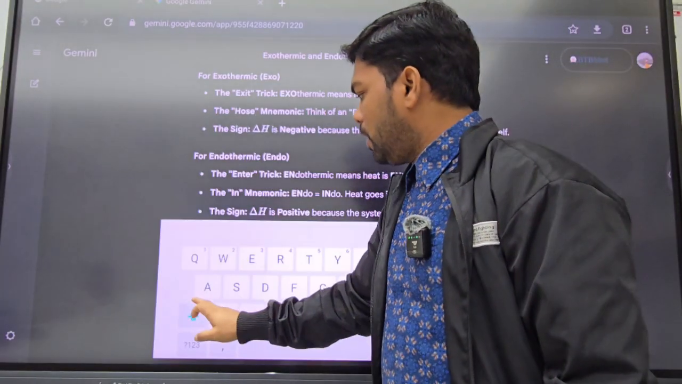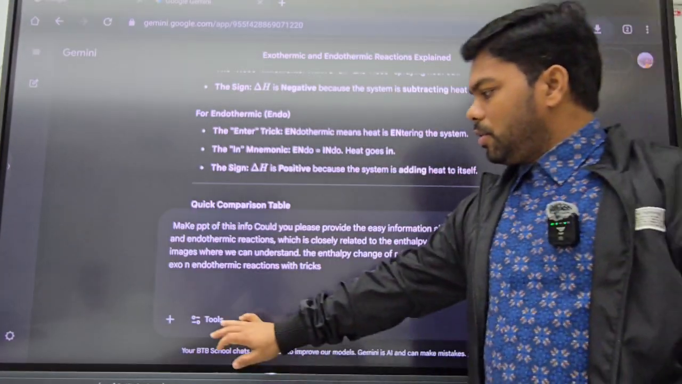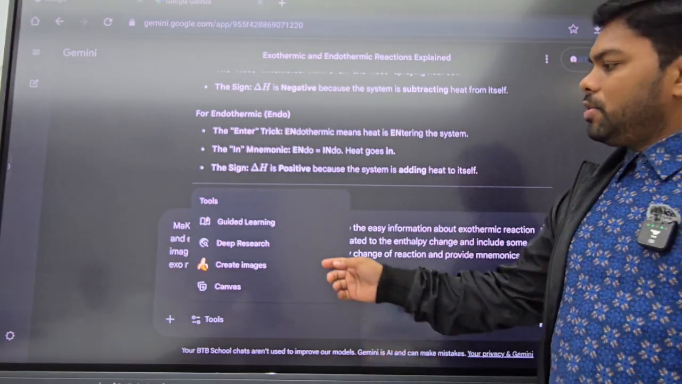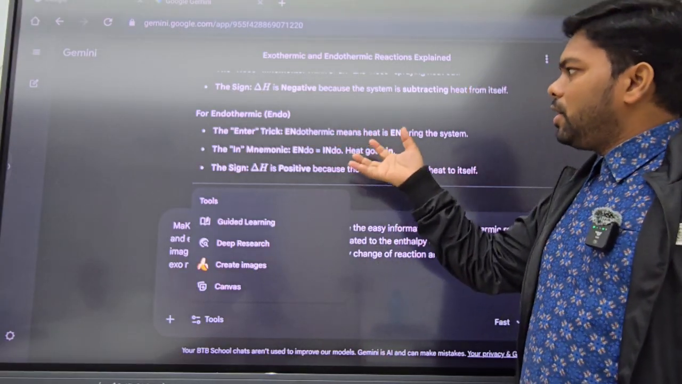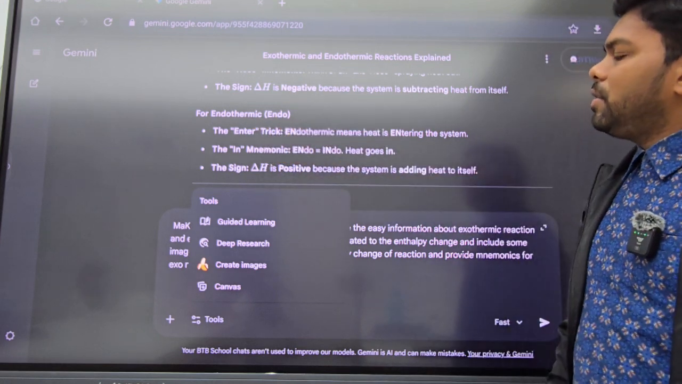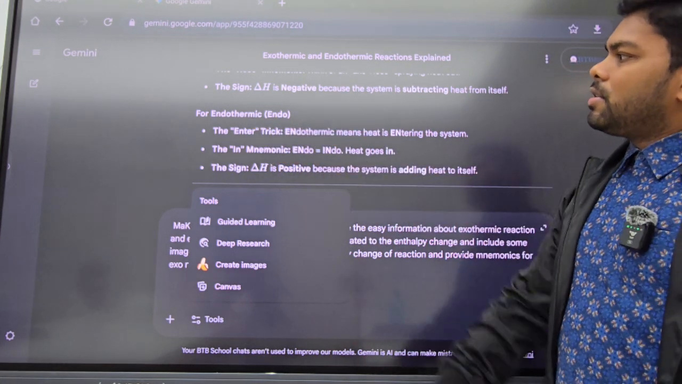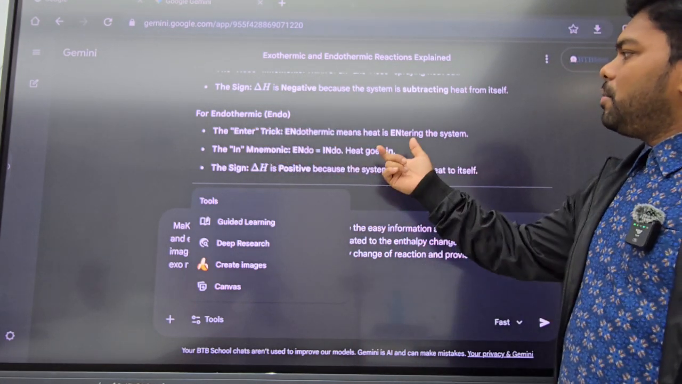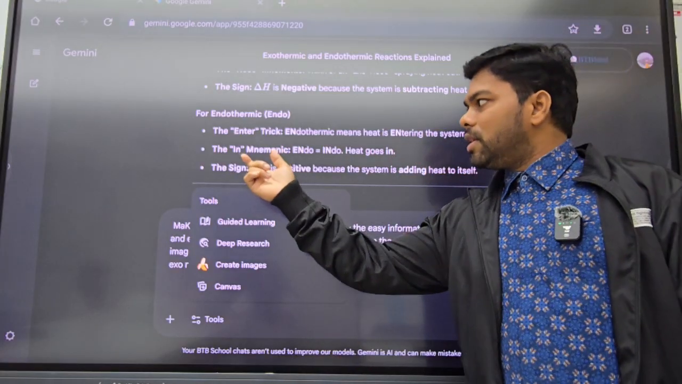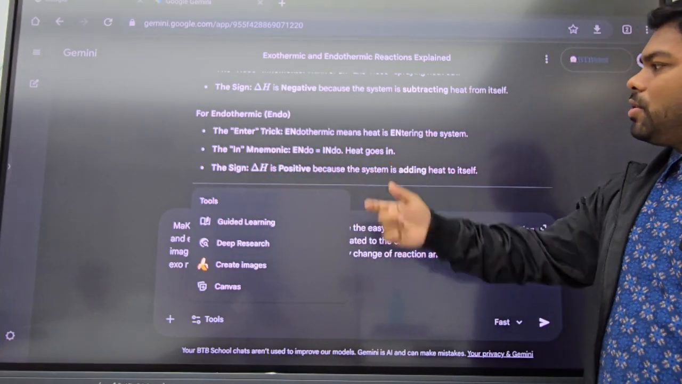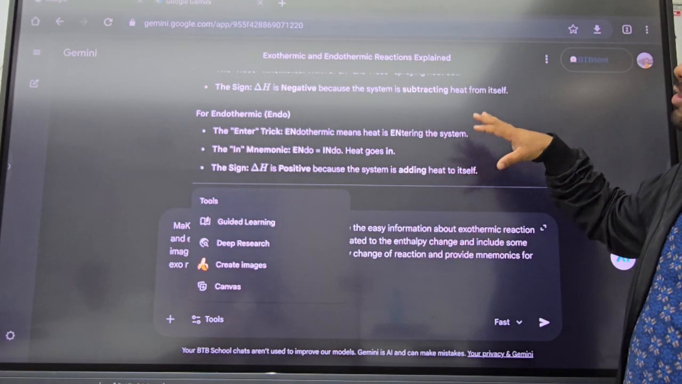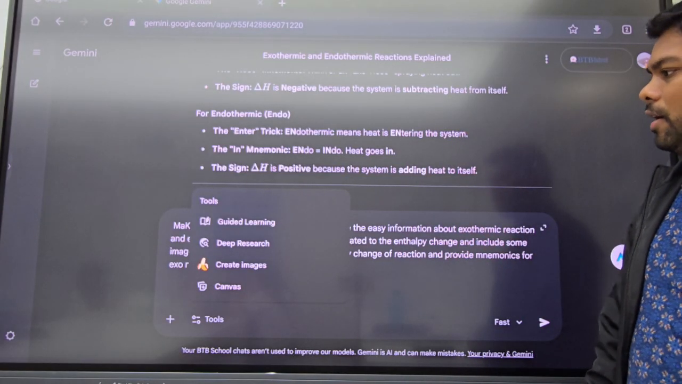Okay, there I have to paste. So here the tools, I just need to change it. Earlier I used just guided learning so that I got the mnemonics and trick. You can see here, trick for endothermic and exothermic. The enter trick is endothermic means it is entering the system. So in the mnemonic, endo, so it goes in. This is the trick given from the AI.